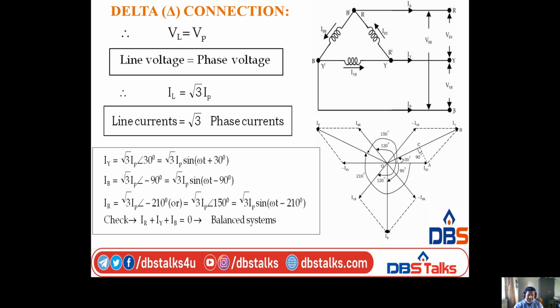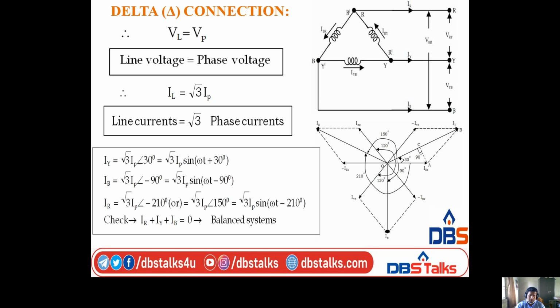Current flowing through the phase windings, I RR dash, I BB dash, I YY dash, right? These are called phase currents and are balanced as shown in the phasor diagram. Look at the phasor diagram. Similar phasor diagram as usual as star connection.